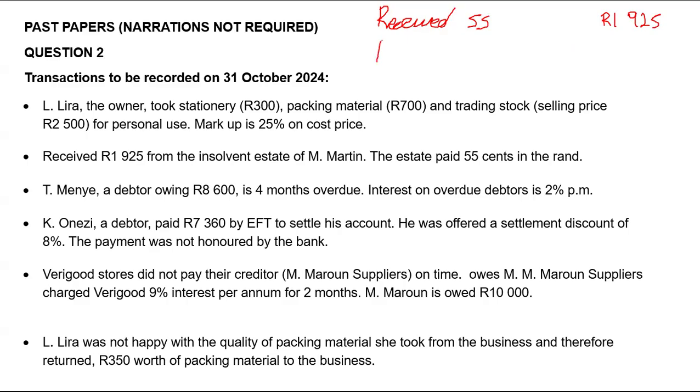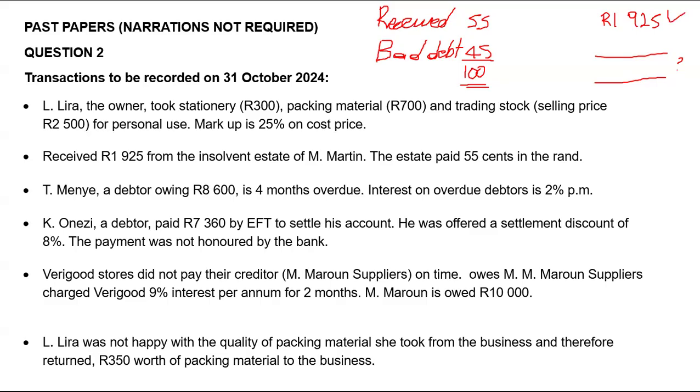The amount that we did not receive will be called bad debts. If 55 was received, in total we need to receive 100%. It means 45 was not received. So how do we get this bad debts amount? We were not given what this person was owing. It was not given to us. We were given what this person has paid.